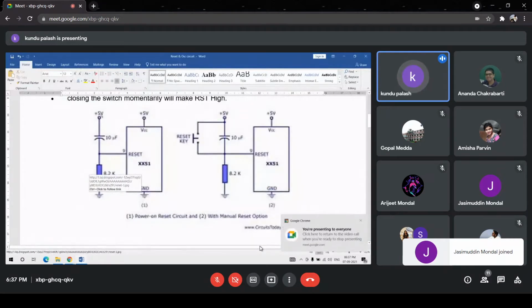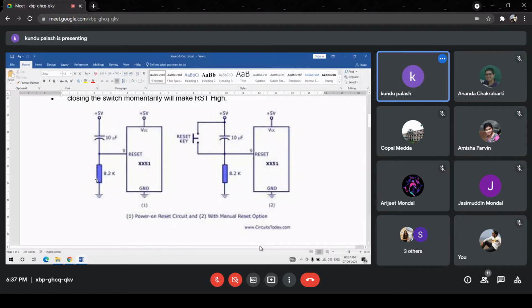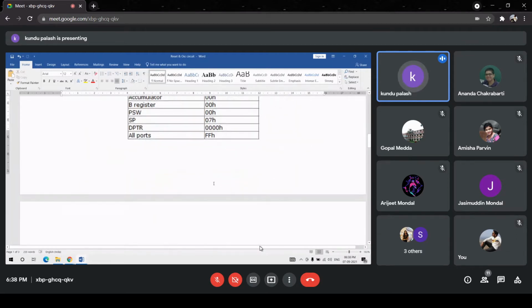Now, when the capacitor charges, the charging current will flow through this resistance. At the initial time, at time 0, the maximum current will flow. So the potential drop across this resistance with respect to ground will be high. As the capacitor is charged more and more, the charging current exponentially falls, so the potential difference at this pin will also decrease. That means there will be a reset pulse.